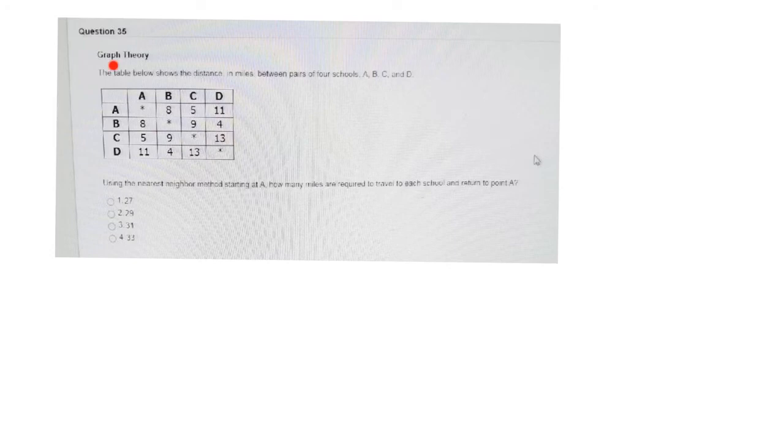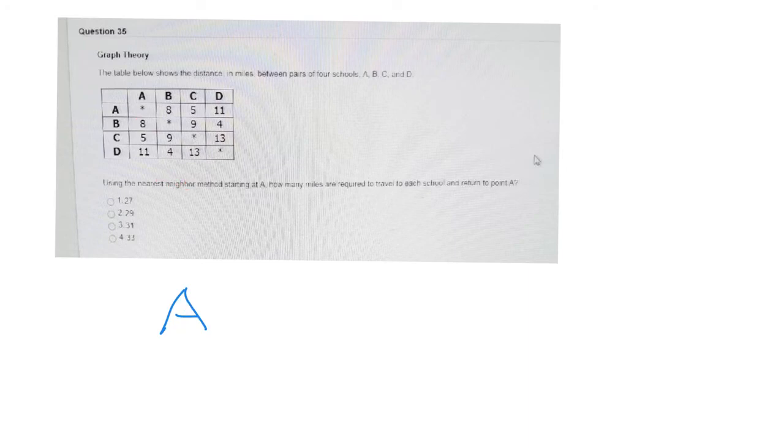Let's see. A table below shows the distance in miles between pairs of 4 schools, A, B, C, D. Use the nearest neighbor method. Starting at A, how many miles are required to travel to each school and then return to point A? All right. Well, these tables are pretty easy once you get used to them. You're starting at A. Let's map the path out, right? So you start at A. Here's A. And then where are we going to go? Well, we're going to use the nearest neighbor method, so we're going to go to the place that is the closest.